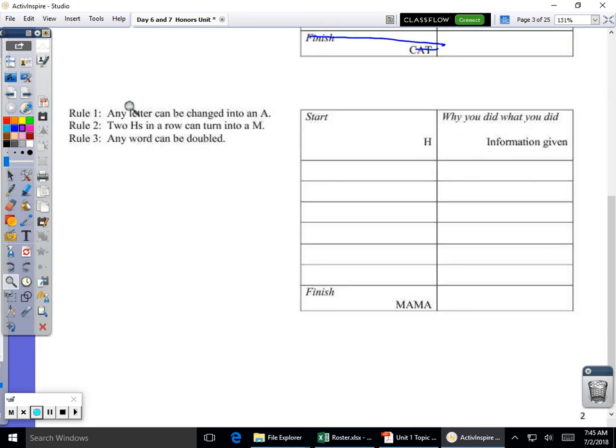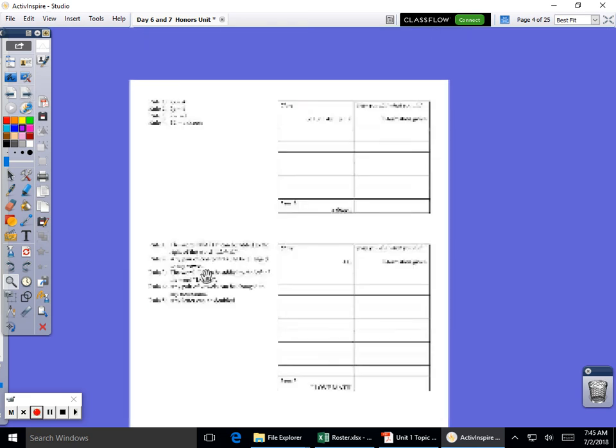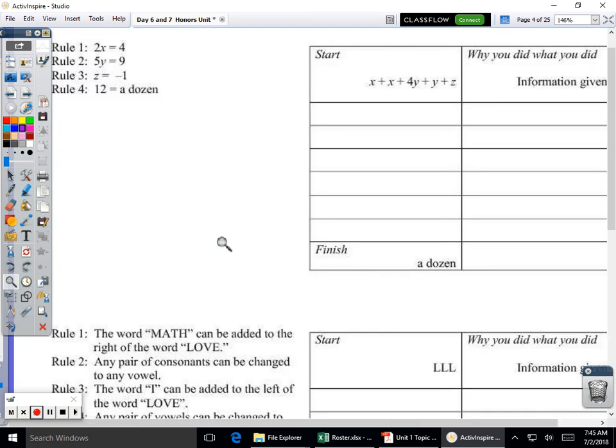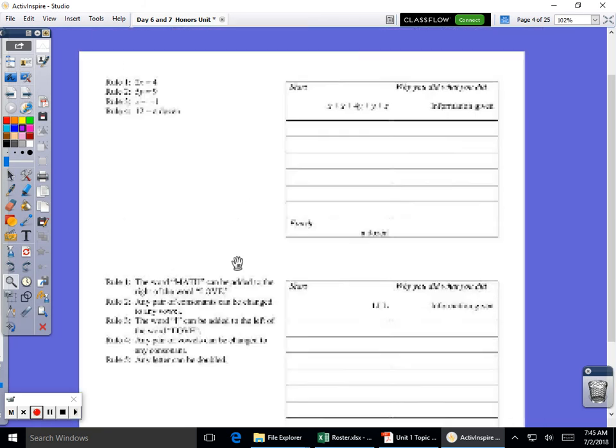All right, try this one. Try to change H into mama. All right, I think you have 2 more of those. If you want to hit pause, go ahead, take a minute, try that. So now we have one that's a little more math oriented.